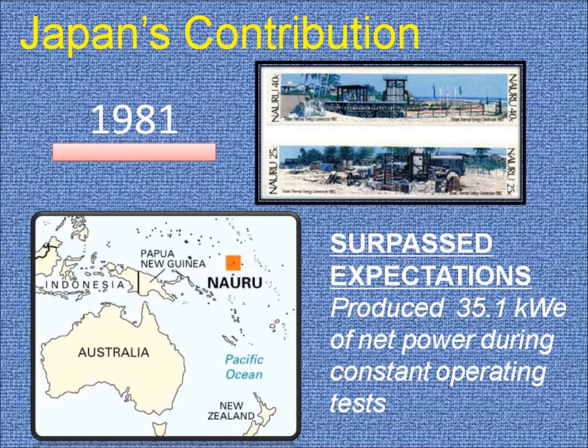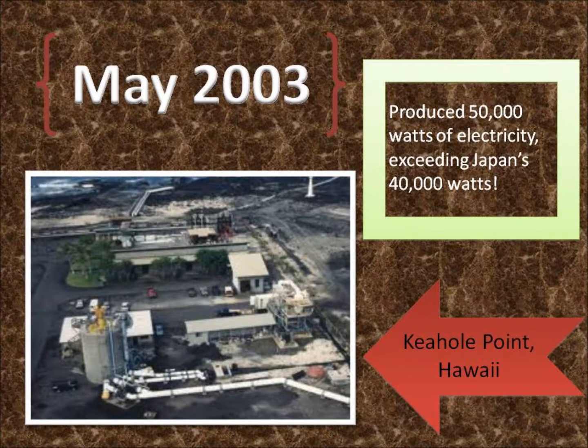In 1981, Japan manufactured a shore-based OTEC plant in the Republic of Nauru in the Pacific Ocean. This plant used a cold water pipe with a depth of 580 meters on the seabed. Magnificently, this plant exceeded the engineering expectations, creating 31.5 kilowatts electrical of net power during constant tests. The most recent open cycle OTEC was created in May 2003, producing 50,000 watts of electricity, which exceeds Japan's 40,000 watts of electricity record. This plant can be found off the coast of Keyhole Point, Hawaii.